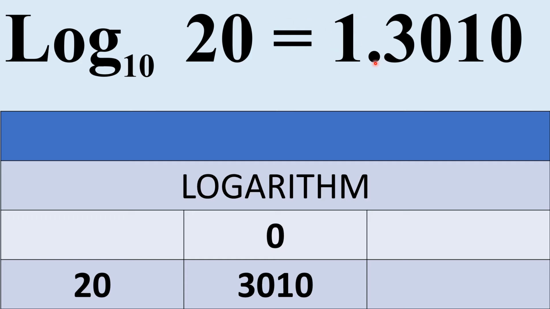And how to write the mantissa? In front of 20 under the column 0, if nothing is there, you have to consider it as 0. So in front of 20 under the column 0, here below you can see, 3010 is there. So the same will be there in the logbook also. So that 3010 becomes the mantissa, and that you have to write after the decimal. Thus value of log 20 is 1.3010.